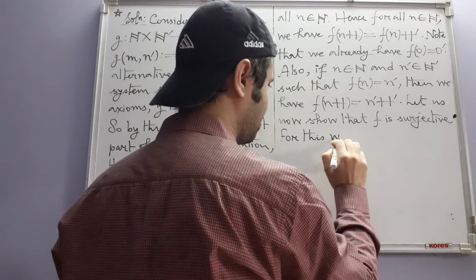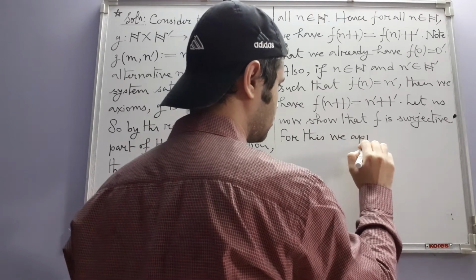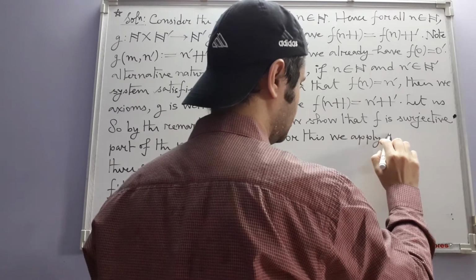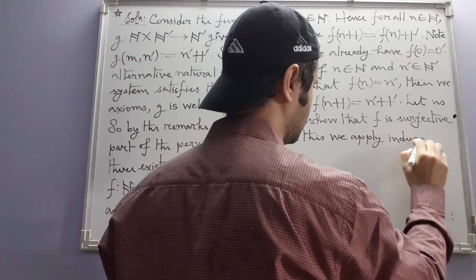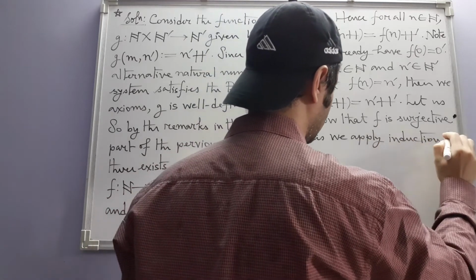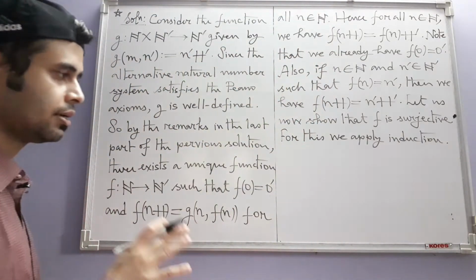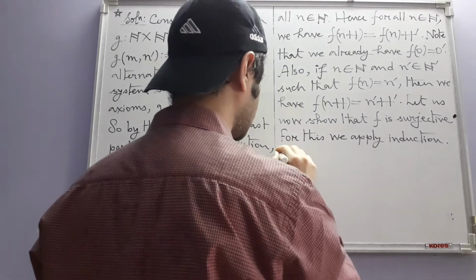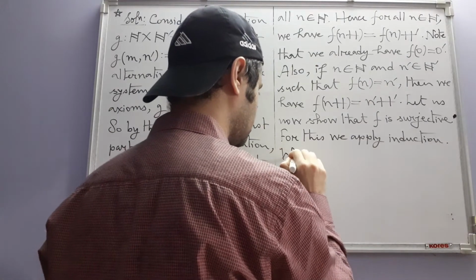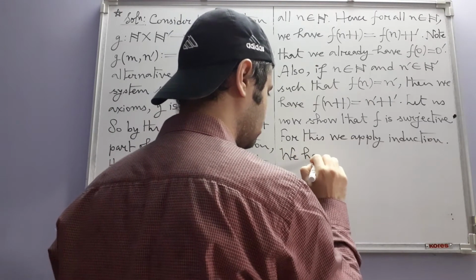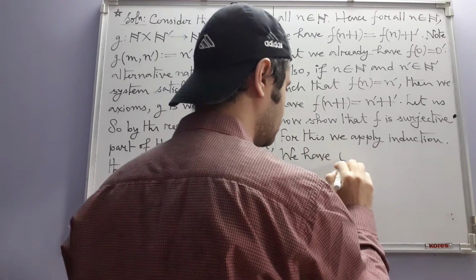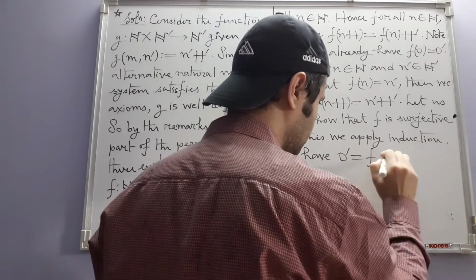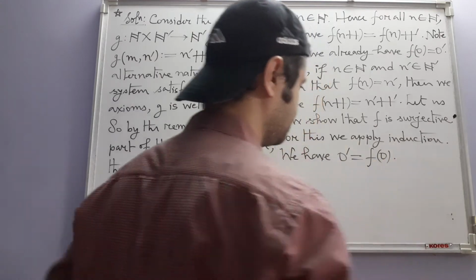For this we apply induction, but we have to be careful what we are actually doing. You will realize what I mean by that. Let us start the process. We have 0 prime is equal to f of 0.